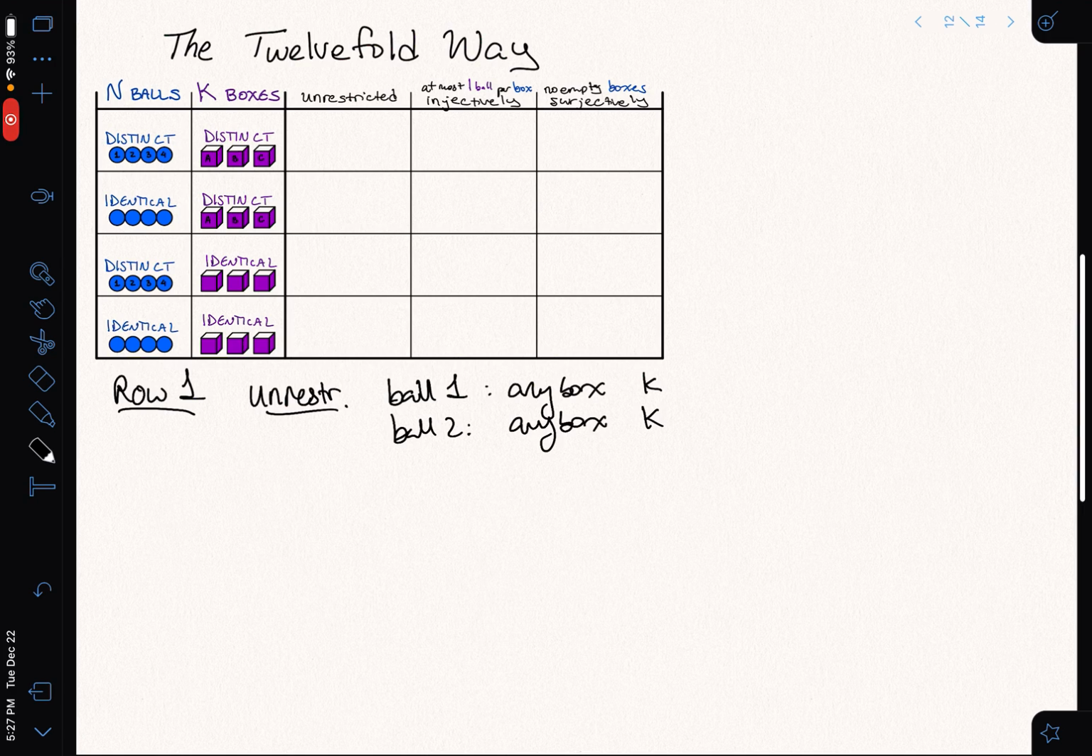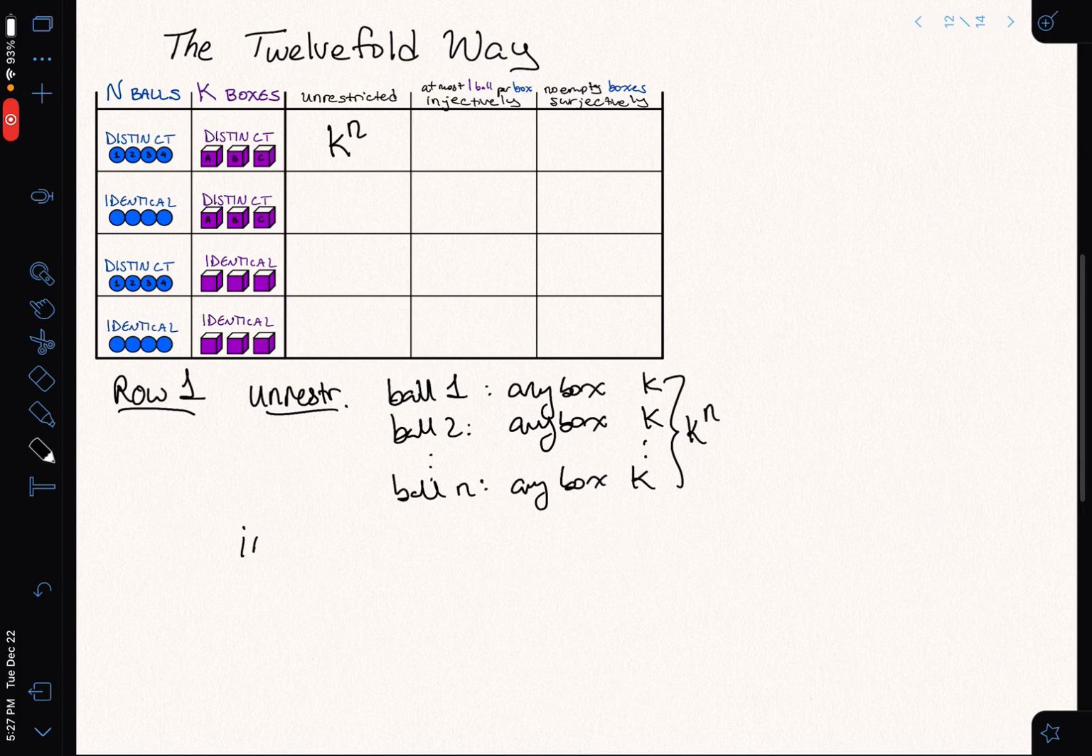And I can tell which I did, so I can discriminate between the balls. So each time I have these choices, so ball one and ball two and ball three, all the way down to ball N, any box. So there are K choices. All together, I have K to the N. So that's what we'll put here. There are K to the N ways to put N balls into K boxes.